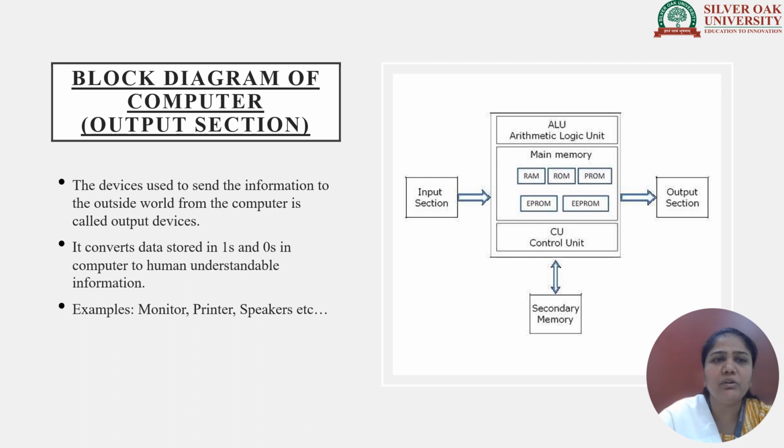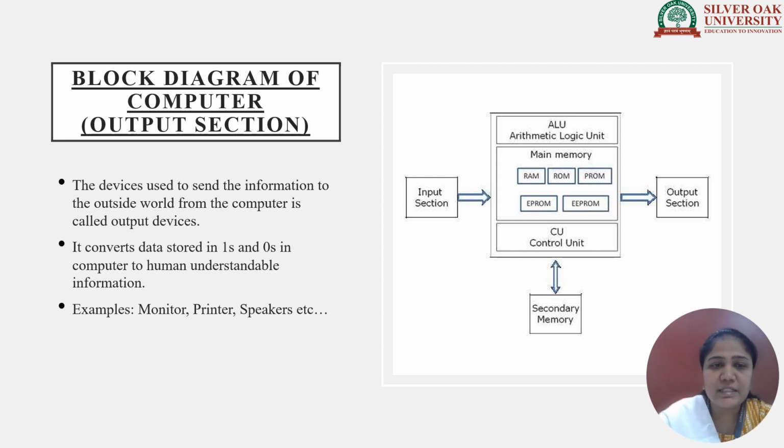Now the other portion of a computer system is the output section. Now, what is the output section? It is a section where the data is displayed, okay? The devices that are used to send information to the outside world. In input, we are getting data into the system. Now, if we want to give data outside the system, the output devices are used.